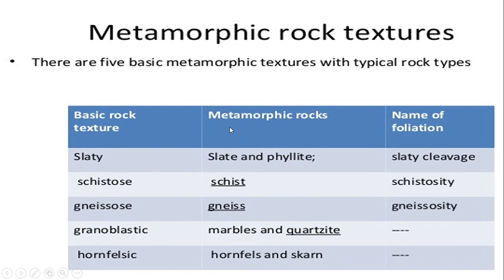So we have metamorphic rock textures. There are 5 basic metamorphic textures with typical rock types. We have the basic rock texture, the metamorphic rocks, and the name of foliation. We have number 1, slaty. Slaty is slate and phyllite.